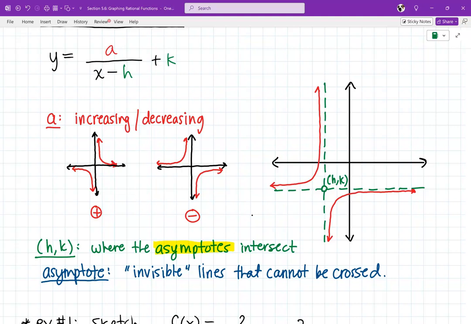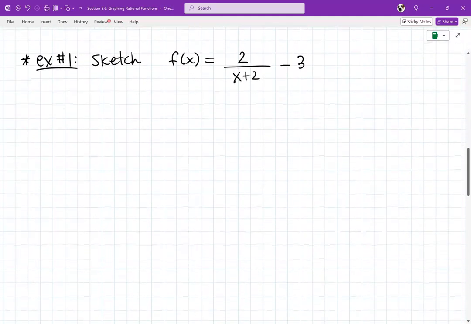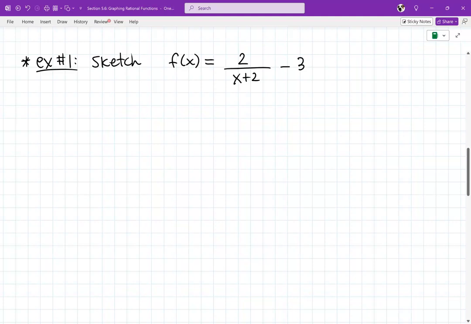Now notice I'm not passing the green lines. I'm approaching them, but I'm not passing them. Okay? And this is all we have to do. You don't have to make a table of values. You don't have to do anything specific. The hardest part is going to be finding your HK and then remembering which way it should look based on your A. But this is what your graphs are going to look like. So let me show you. We're going to do 4 examples. But like I said, we don't have to do anything really. It's just observe and draw.